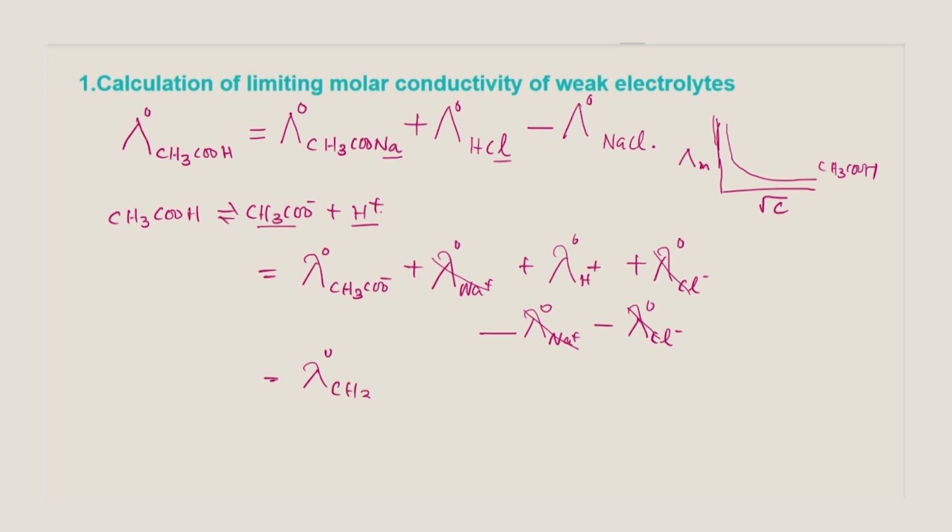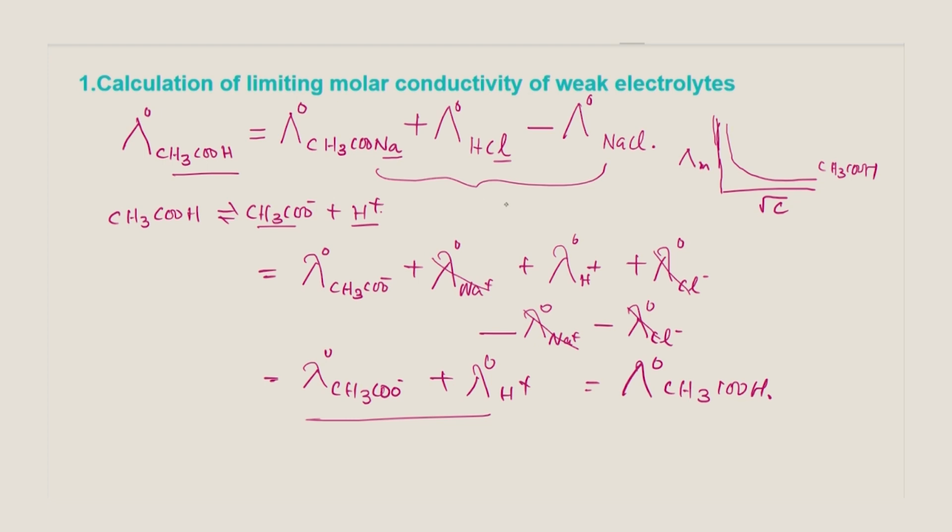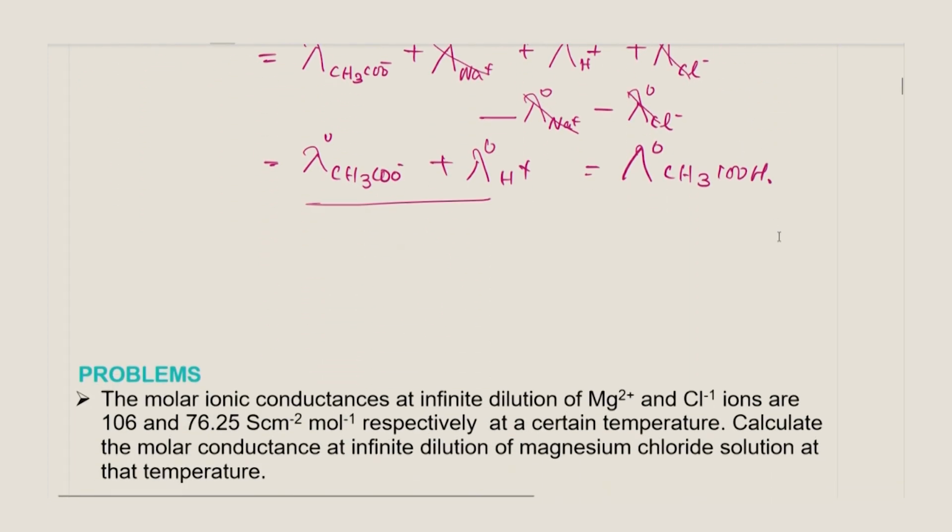you get this will be equal to lambda 0 of acetate ion plus lambda 0 of H plus, and that is what we call lambda 0 of acetic acid. So, if you take these, you can find out the molar conductance at infinite dilution of a weak acid, that is acetic acid. So, for finding out the molar conductance of a weak acid, we are choosing some strong electrolytes, and these lambda 0 values can all be determined graphically, because they are all strong electrolytes. So, that is one of the methods.